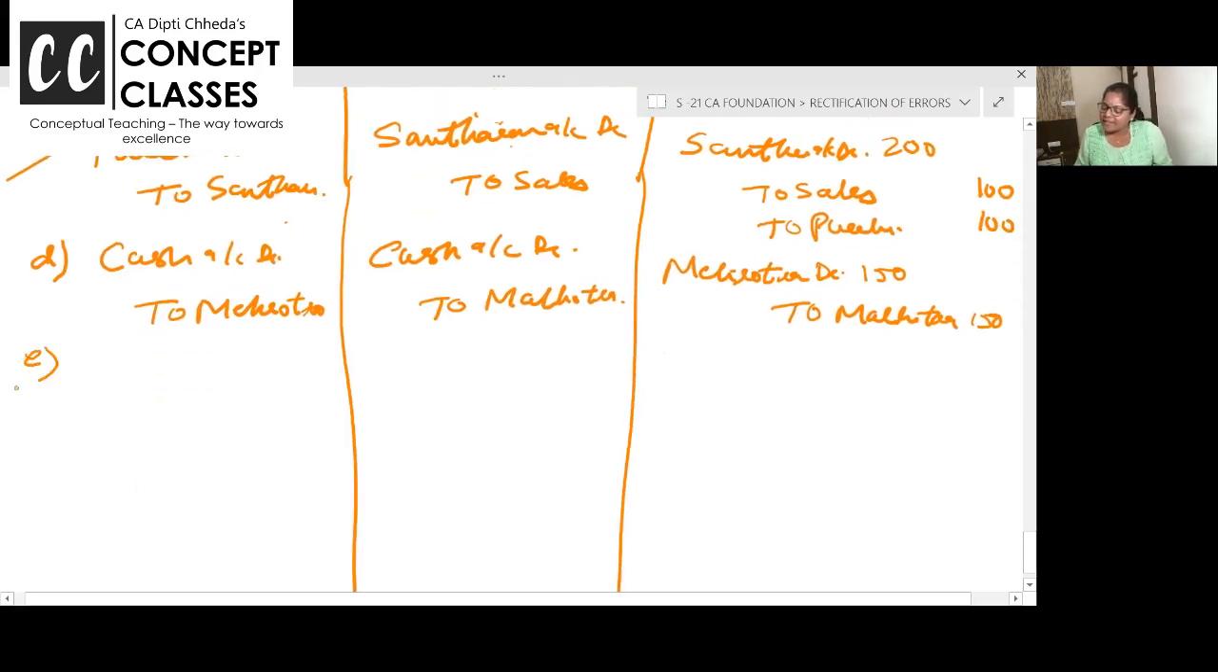Next. 375 paid as salary to cashier Dhawan. You know, we pay salaries to employees. So we never write employees account. We always write salary account. So this time salary paid to cashier Dhawan was debited to his personal account. So they wrote Dhawan to cash.